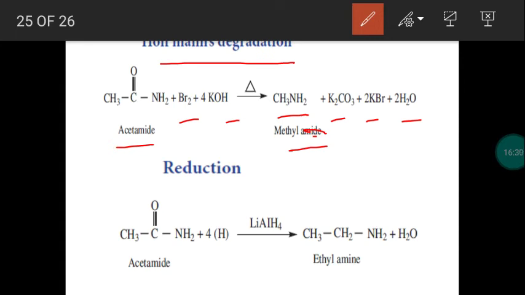So what is the main thing in this degradation reaction is, due to the addition of a halogen in the presence of a base, we get amine with a smaller number of carbon atoms. You can compare the number of carbon atoms in amide as well as the product amine. Amine has only 1 carbon, but what about amide? It has 2 carbon atoms. So a primary amine will be formed with fewer carbon atoms in Hoffman's degradation reaction.